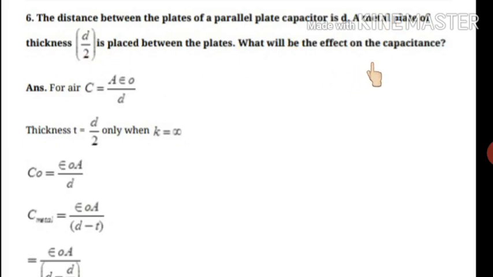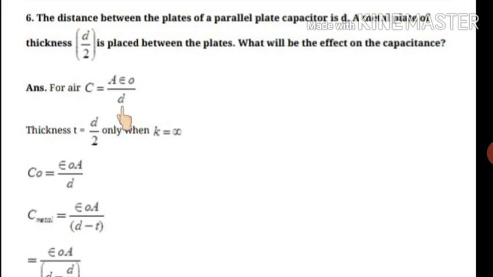Actually, things are very, very simple. We know that for a parallel plate capacitor, C is A epsilon naught upon D. Now here they are talking about a conductor whose thickness is D by 2. We know that when a conductor is placed in between the two plates, the expression of the capacitance is epsilon naught A upon D minus T. That is the only change.